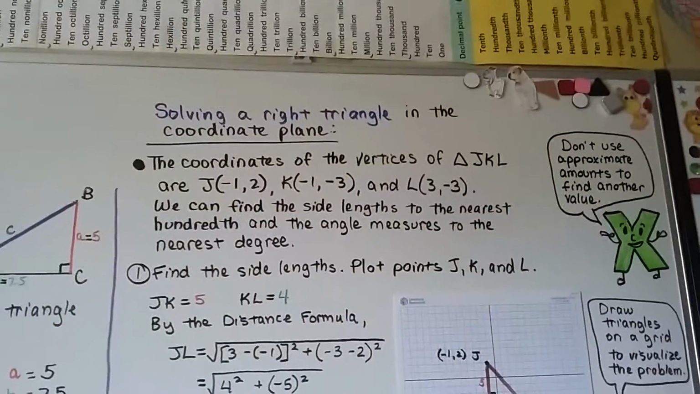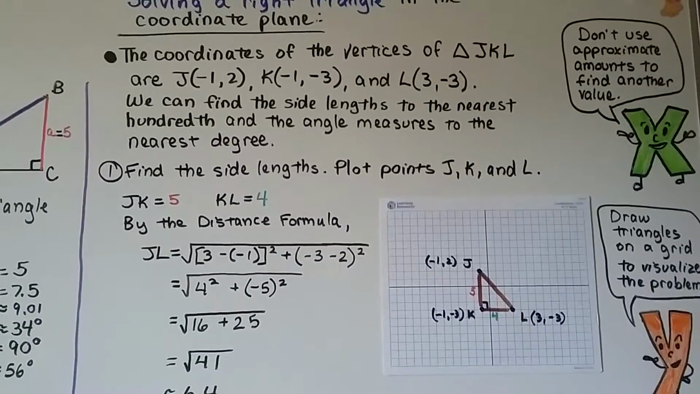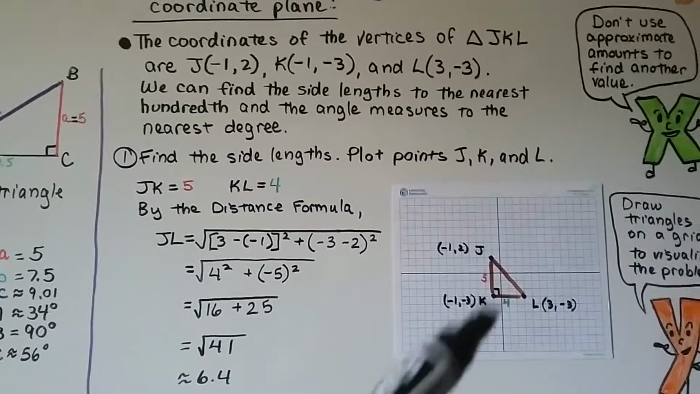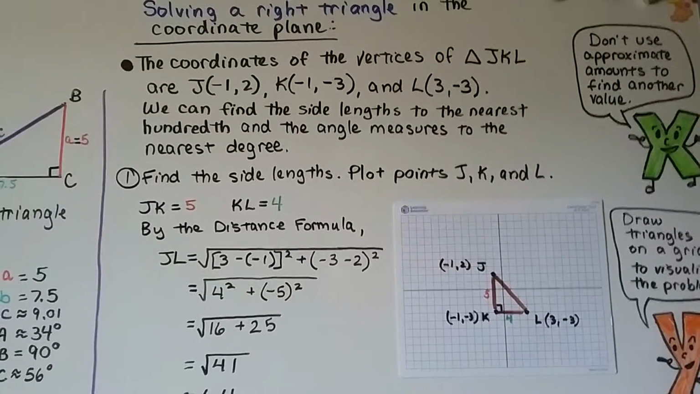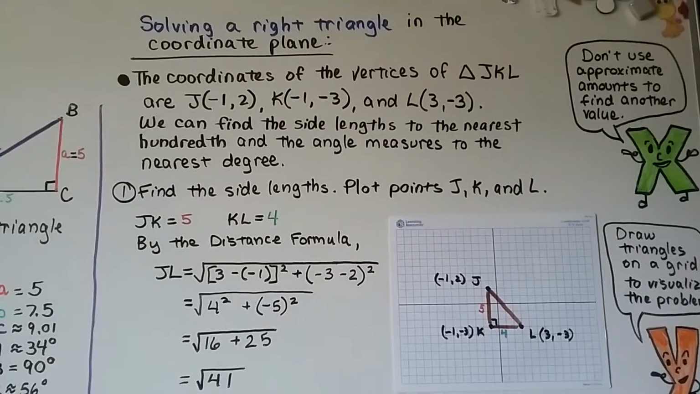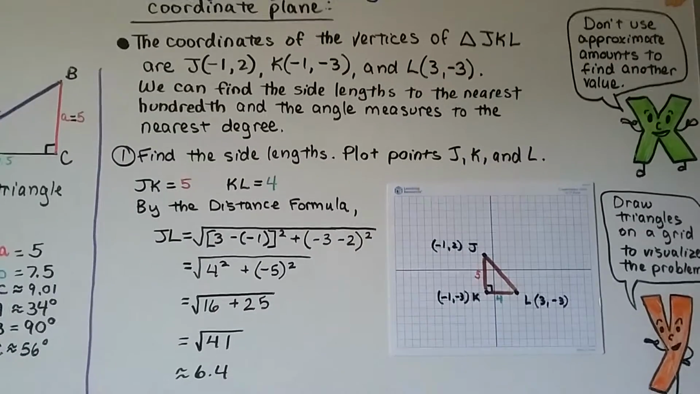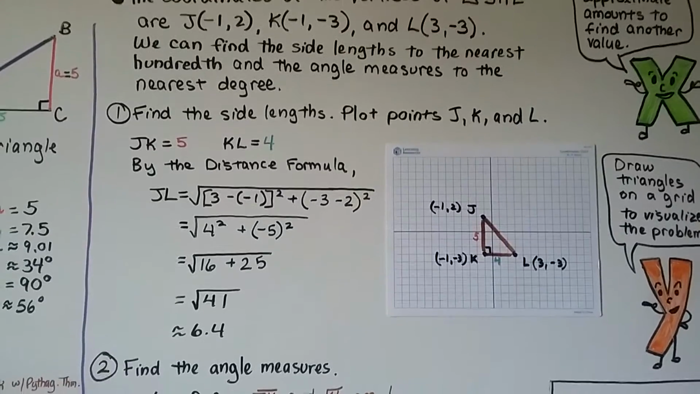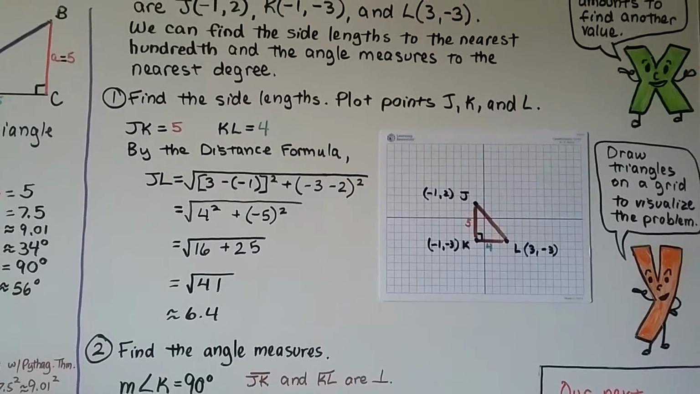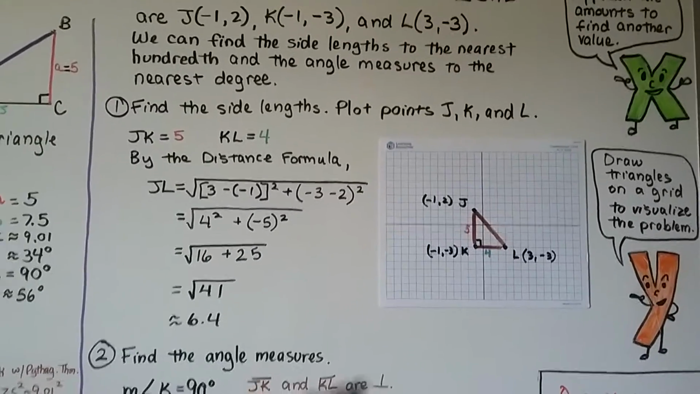Solving a right triangle in the coordinate plane. The coordinates of the vertices of triangle JKL, right here, are J is -1, 2, K is -1, -3, and L is 3, -3. We can find the side lengths to the nearest hundredth and the angle measures to the nearest degree. So the first thing we're going to do is find the side lengths. We plot the points for J, K, and L, and we get this triangle.